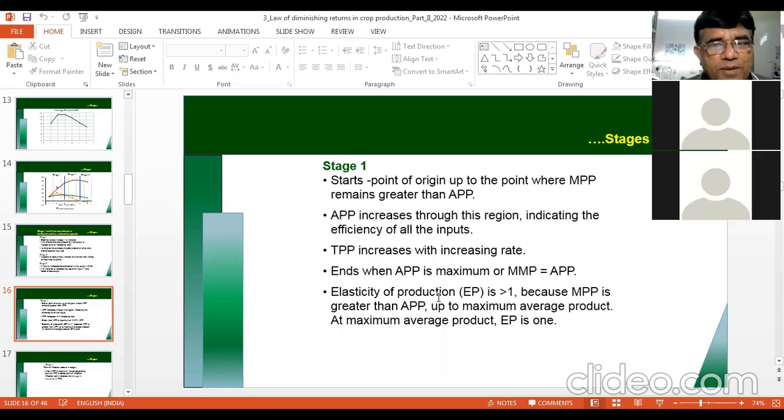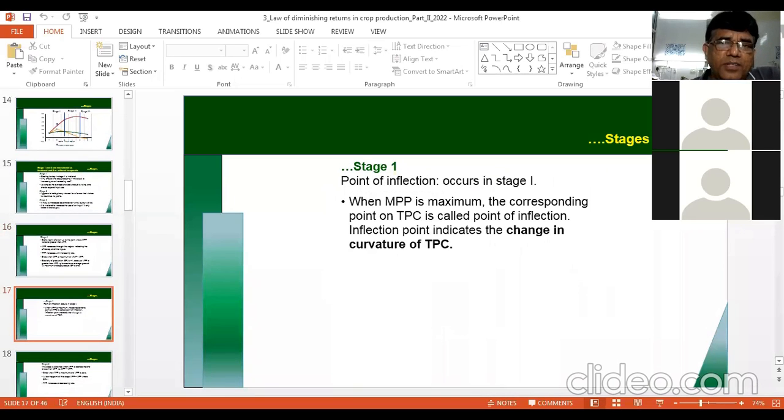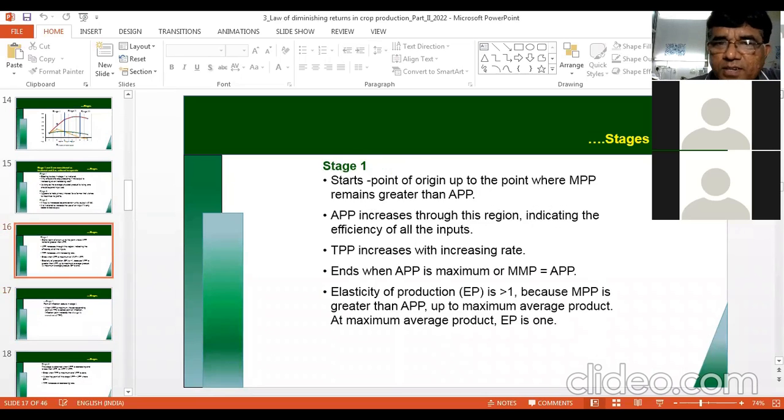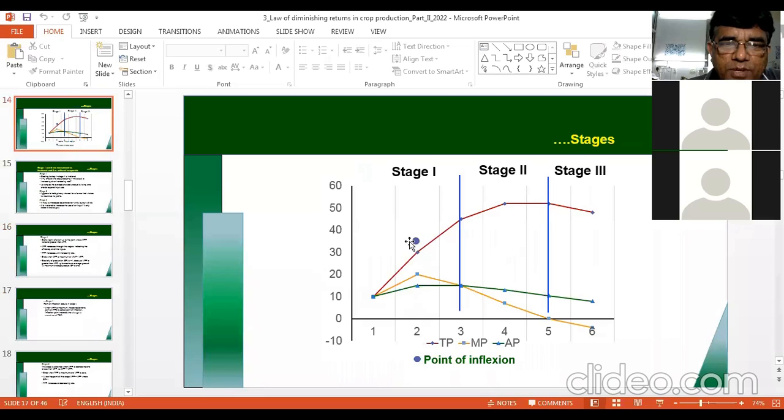Elasticity of production is more than 1. That means if you increase your input by 1%, output increases by more than 1%. Because MPP is greater than APP up to maximum average product, at maximum average product, EP is 1. Now, stage 1 continues. You get the point of inflection. I have shown you the point of inflection. In this figure, if you can see this particular point of TP, it is your point of inflection. A sudden change in the shape of the TPC.